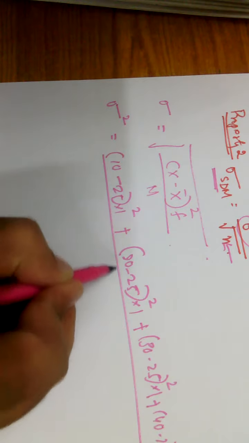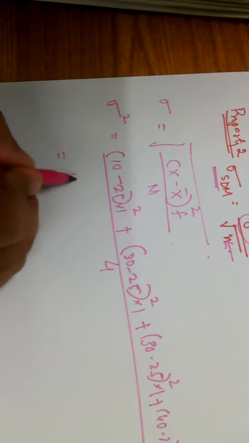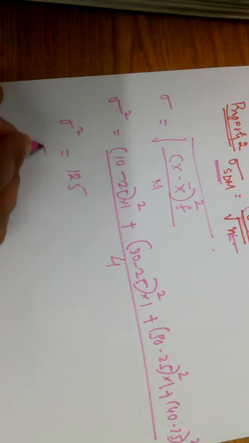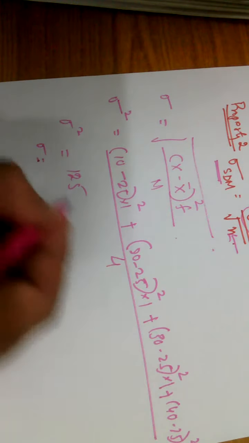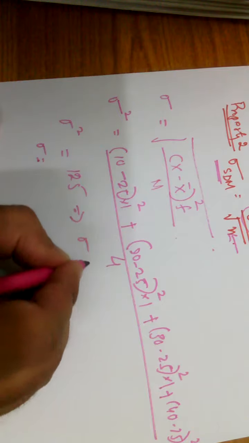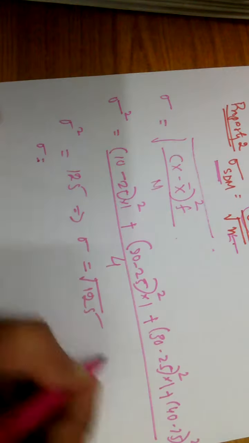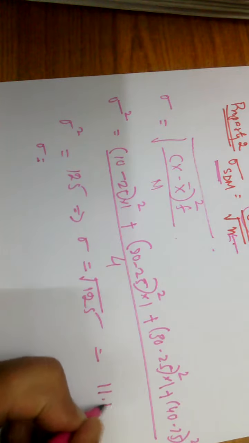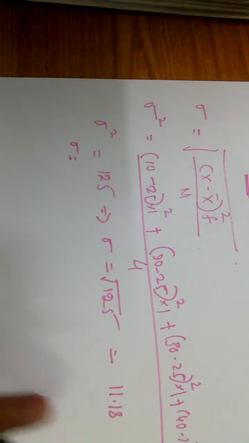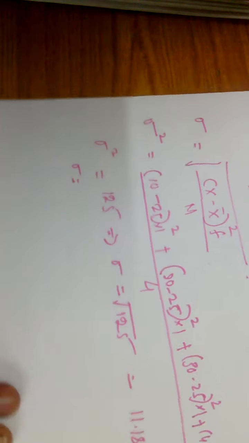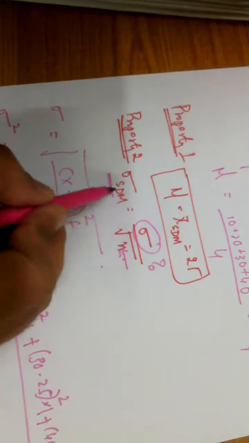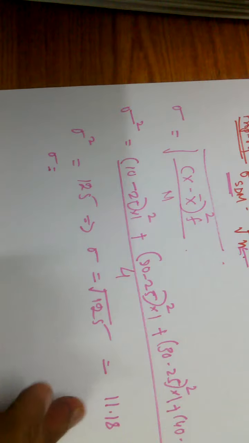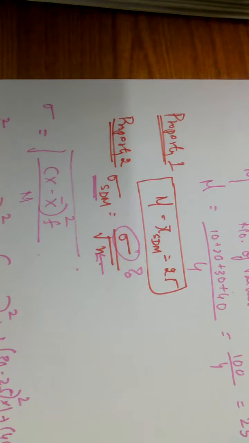So divided by N, which here is 4. If we solve it, we get 125. So sigma square is equal to 125, and sigma is equal to under root of 125, which comes out to be 11.18. This is the value we get for sigma. Now we have to prove this property, that sigma SDM is equal to sigma divided by under root of n. Now we have got sigma as 11.18.